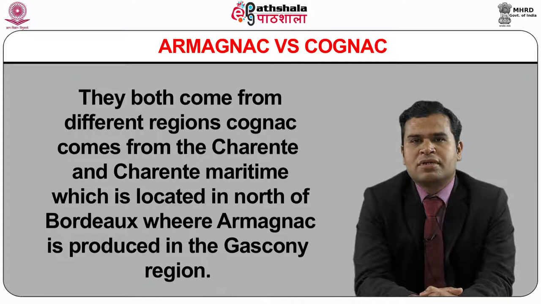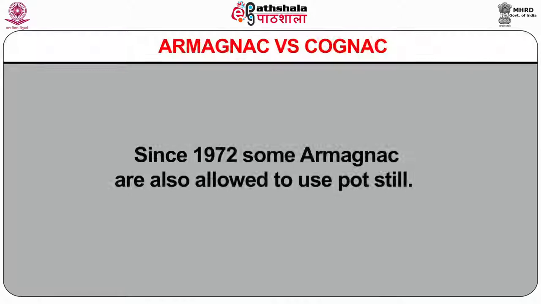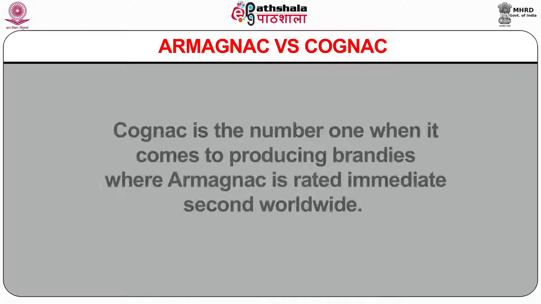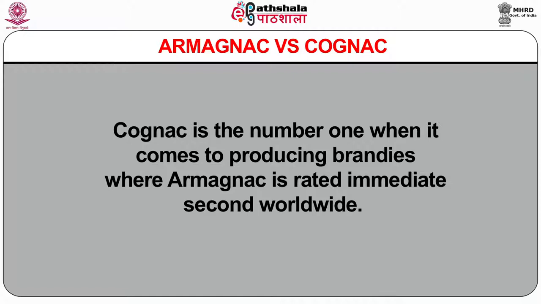Cognac comes from the Charente and Charente Maritime, which is located north of Bordeaux, whereas Armagnac is produced in the Gascony region. The cognac is distilled twice in pot still, imparting more delicate flavors and bouquet, while Armagnac is distilled in a column still of its own kind, unique to only the Armagnac region, and it leaves more congeners and turns it into much more robust and earthy flavors. Since 1972, some Armagnacs are also allowed to use pot still. Cognac is the number one when it comes to producing brandies, whereas Armagnac is rated immediate second worldwide.